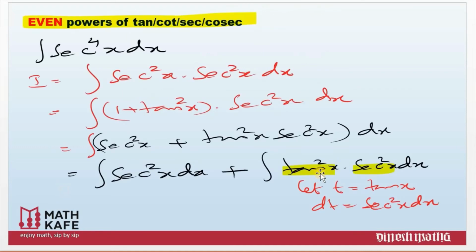That's our answer. Here we have taken substitution only for the second integral, not for the first integral. Understand that the substitution is only for this second integral.